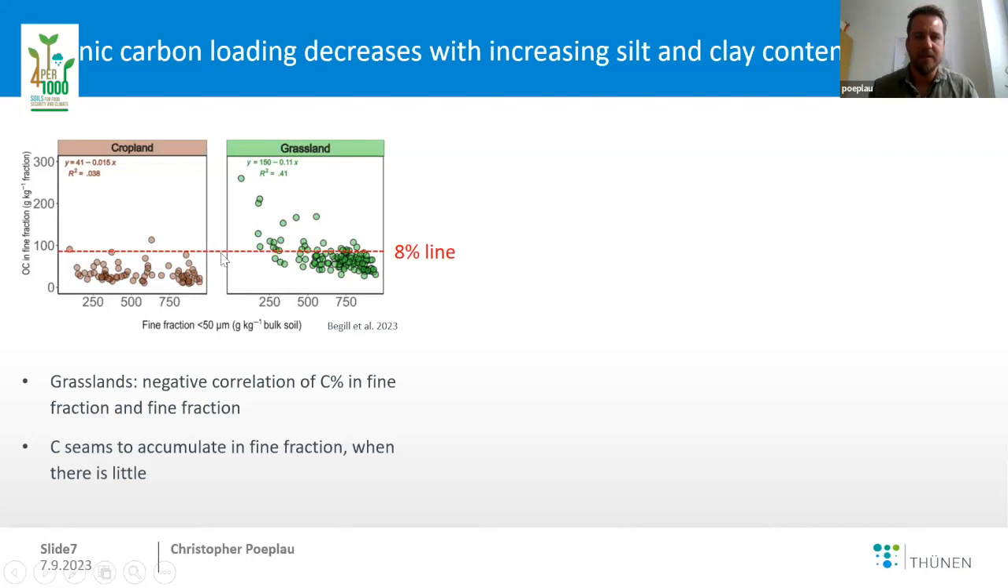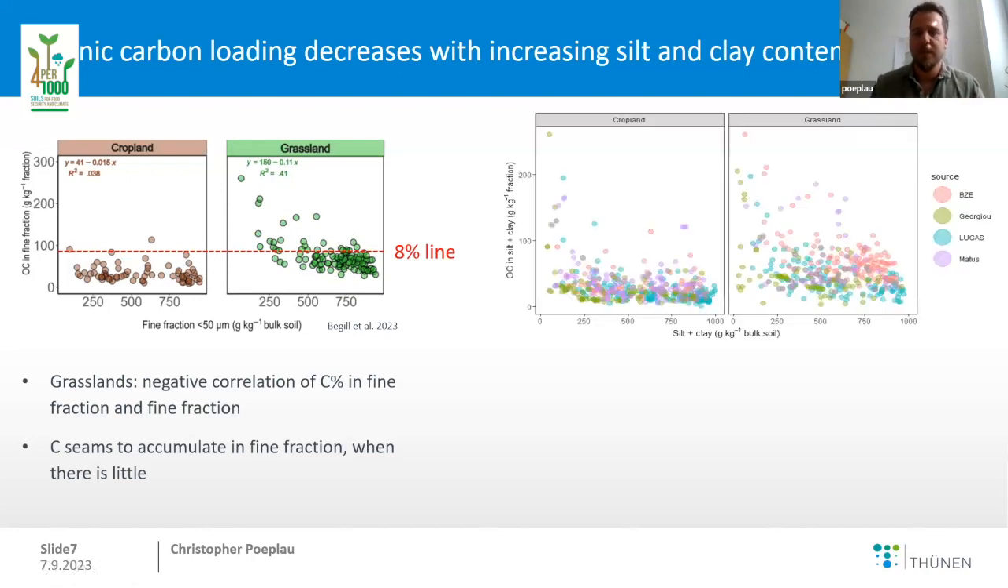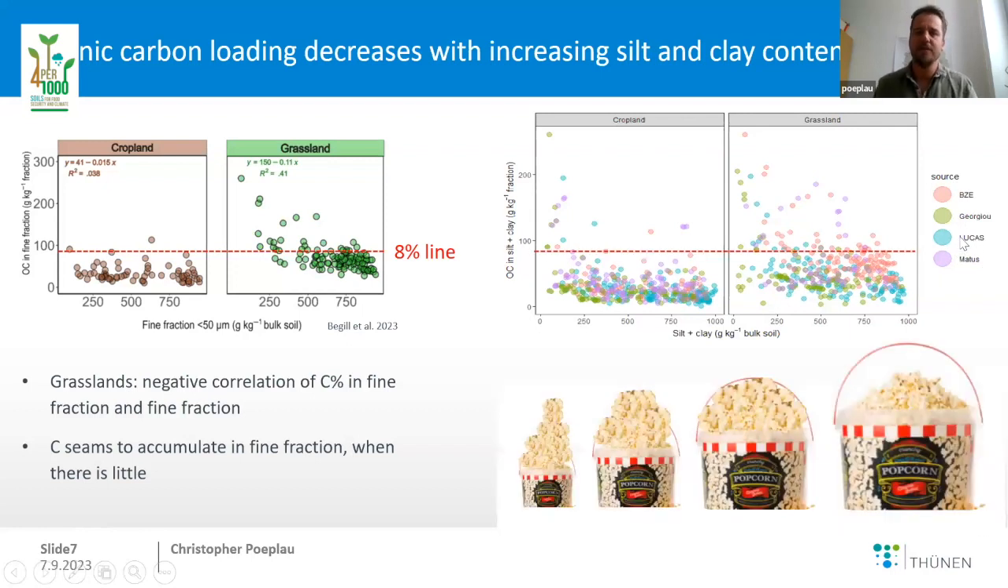And if you plot this 8% line here, you see that it doesn't apply to all soils. It basically applies to the soils that have a lot of fine fraction, but there are many soils that don't have so much silt and clay that go well beyond this line. And this holds true when you put all these big data sets that we've been discussing together, like our data sets, the Giorgio data set, Lucas, and the Matus data set. You see that there are actually many soils where you can, both in croplands and grasslands, come beyond this 8%.